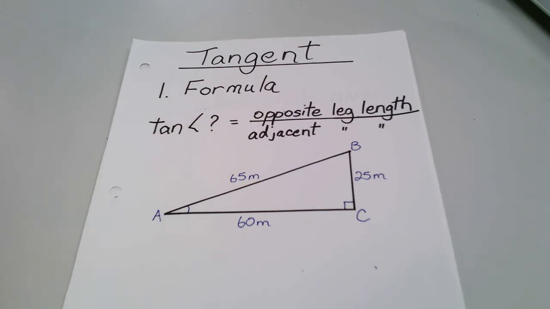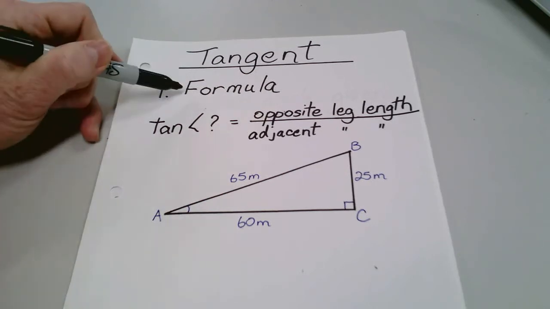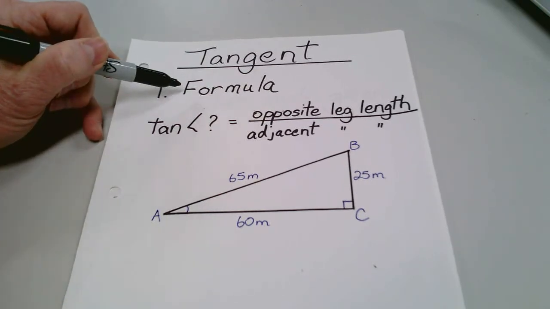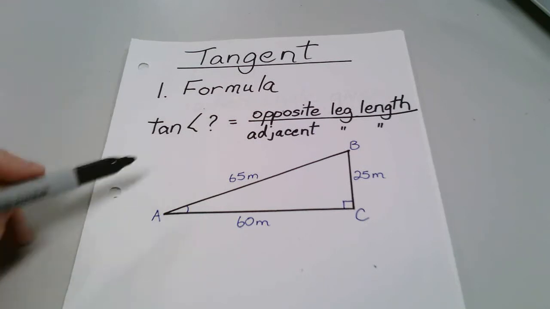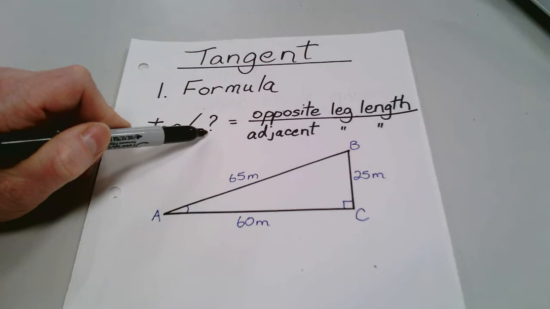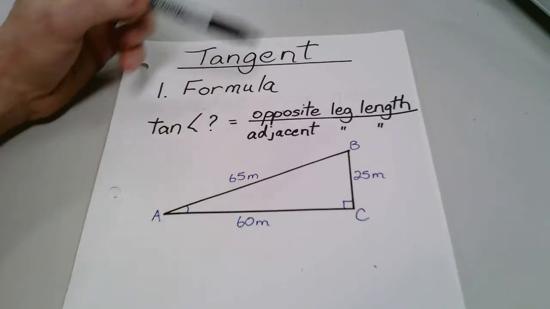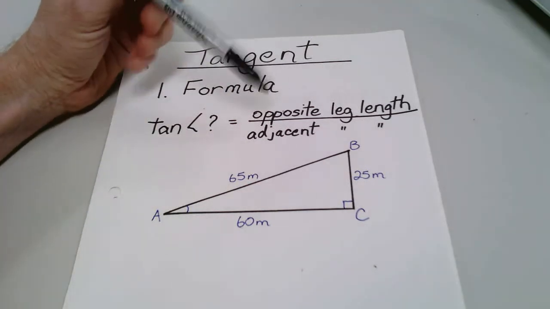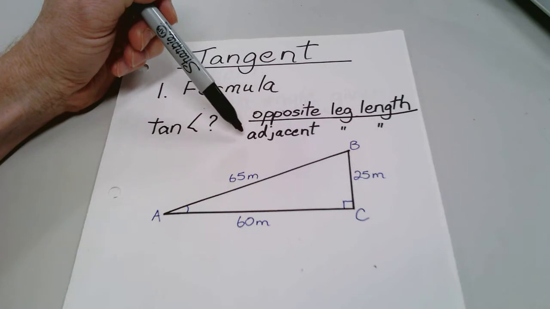For instance, when you're trying to calculate tangent, if they give you the length of the sides of a right triangle, you use a formula, the same as we did for sine and cosine. The formula is as follows. The tangent, or tan for short, of the angle, whatever angle it is, is equal to the opposite leg length divided by the adjacent leg length.